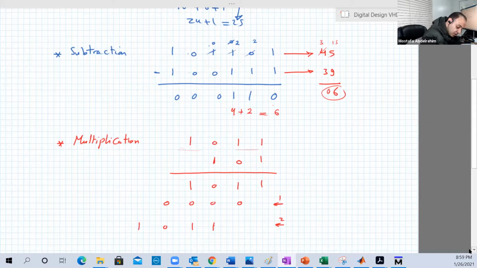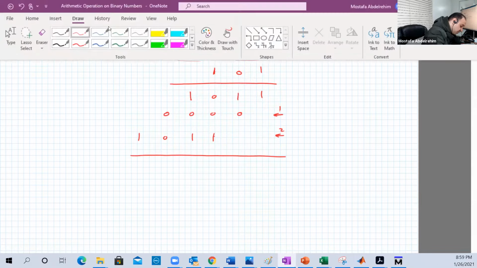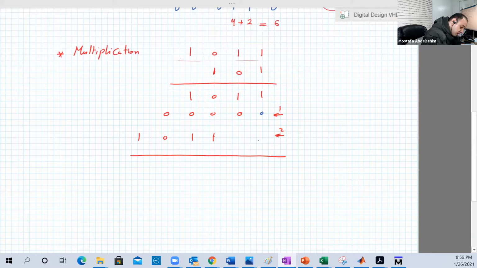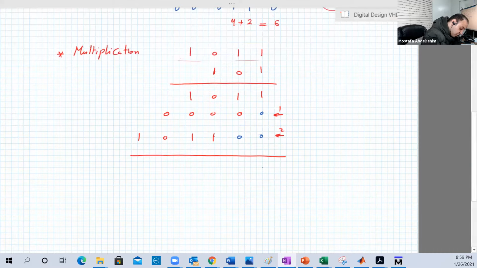Then you just add the 3 numbers together. You can just imagine there is a 0 here, and here, and here. Then you do the addition. 1 plus 0 plus 0 is just 1. 1 plus 0 plus 0 is just 1. 0 plus 0 plus 1 is just 1. 1 plus 0 plus 1 is 2, so 0, and we have another carry. 1 plus 0 is 1. 1 plus 0 is 1, and we have finally 1.